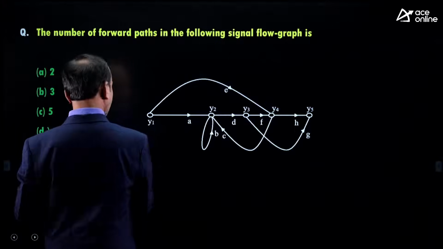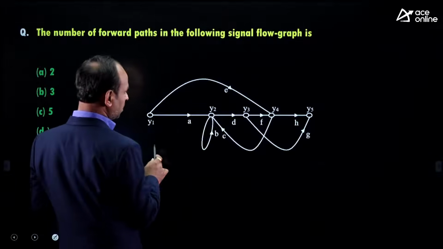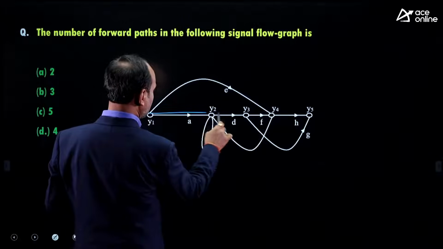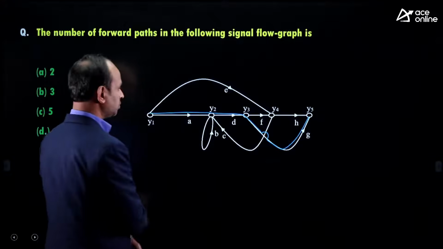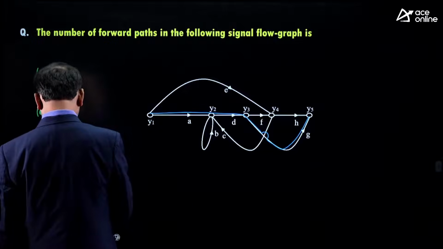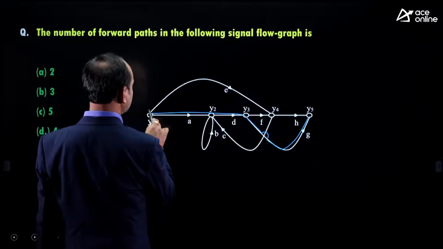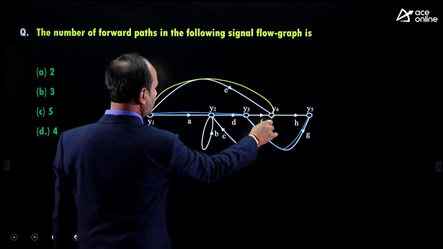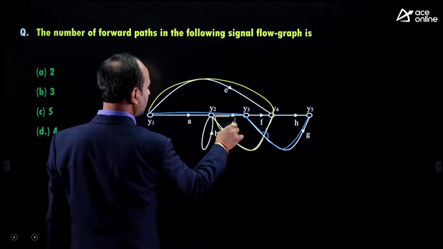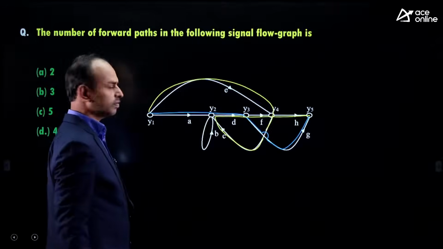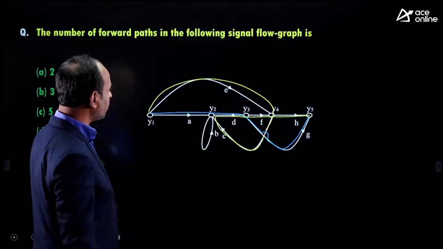Now I am moving to the third forward path, dear. Is it the third forward path or not? Yes, third forward path. Next, observe the fourth forward path. Both are not touching. Yes, so the total number of forward paths is 4, dear.